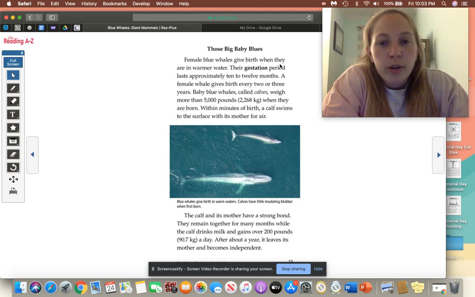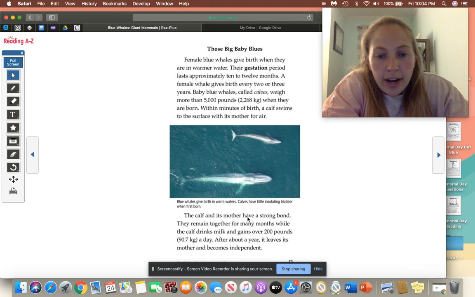Female blue whales give birth when they are in warmer water. Their gestation period lasts about 10 to 12 months. A female whale gives birth every 2 or 3 years. Baby blue whales, called calves, weigh more than 5,000 pounds when they are born. Within minutes of birth, a calf swims to the surface with its mother for air. A calf and its mother have a strong bond. They remain together for many months while the calf drinks milk and gains over 200 pounds a day. After about a year, it leaves its mother and becomes independent.